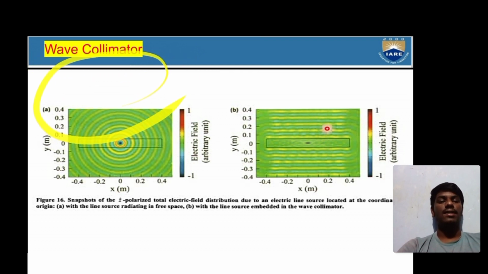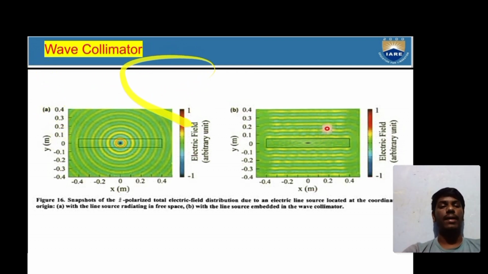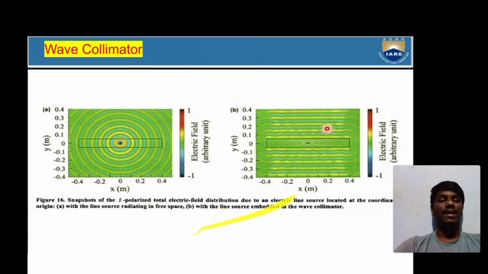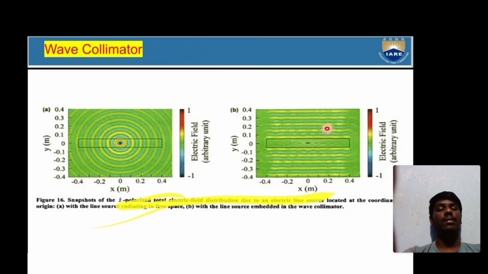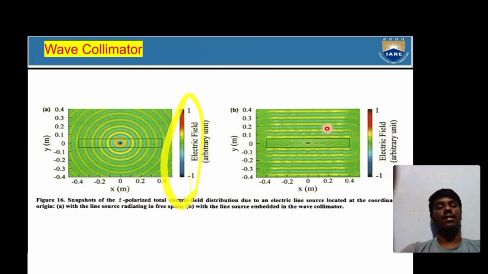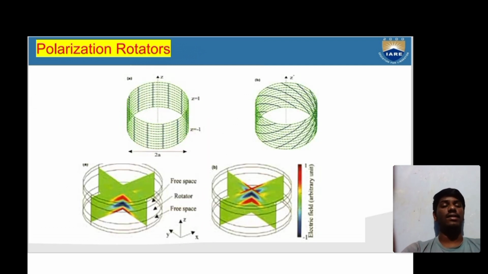Wave collimator. In this slide I am going to explain the wave collimator. These are the wave collimators. See in figure 16, samples of the E polarized total electric field distribution due to the electric line source located at the coordinate origin. This is A, with the line source in free space, and this is B, with the line source enclosed by the wave collimator. The coordinates will be the same, and this reflects the electric field intensity.